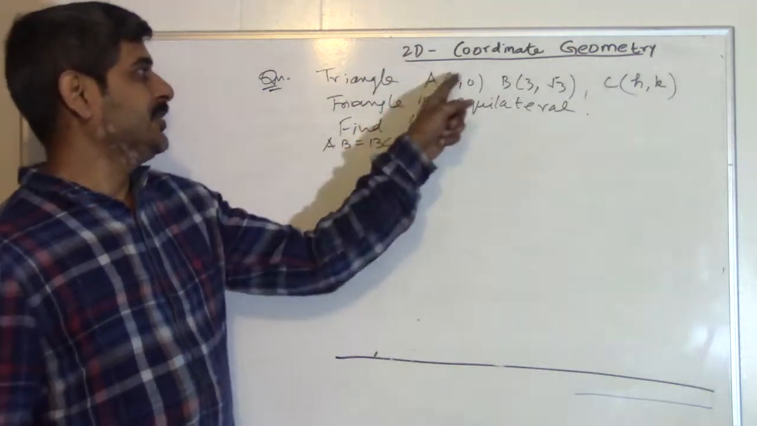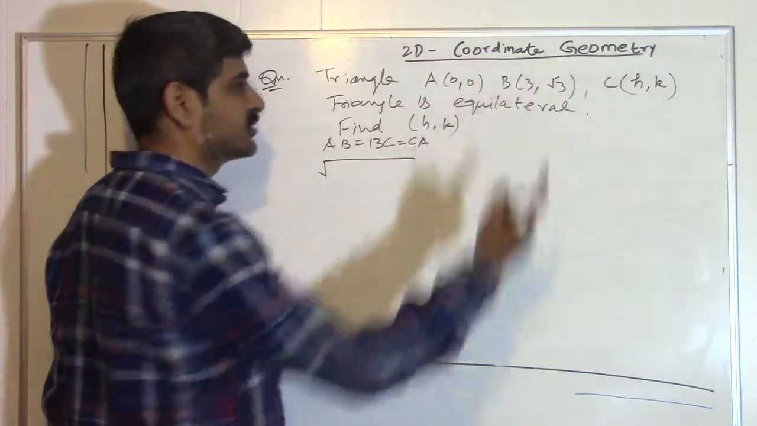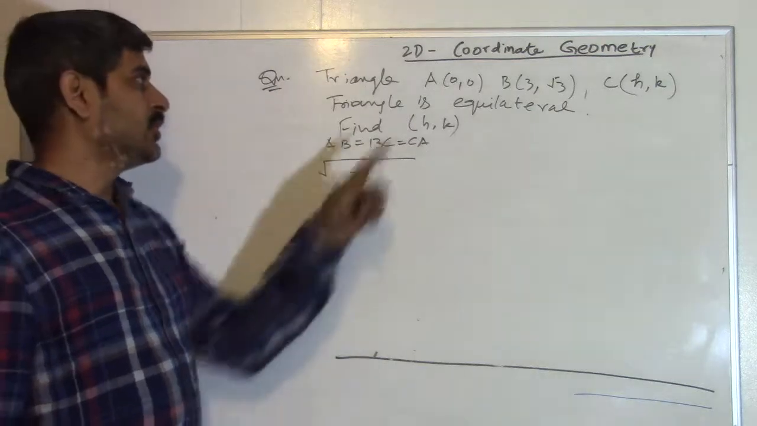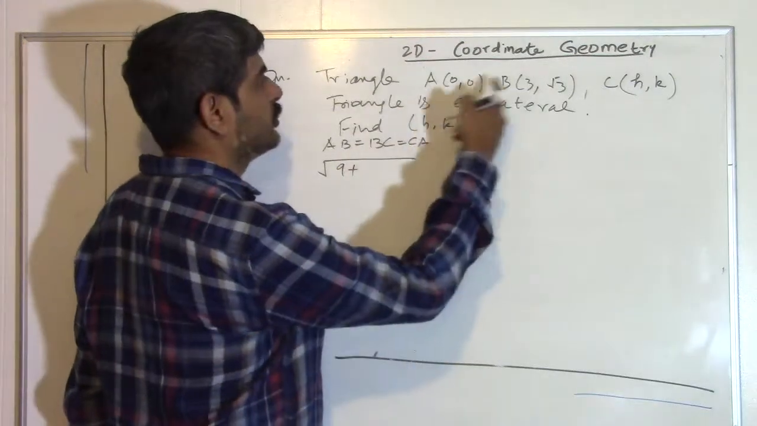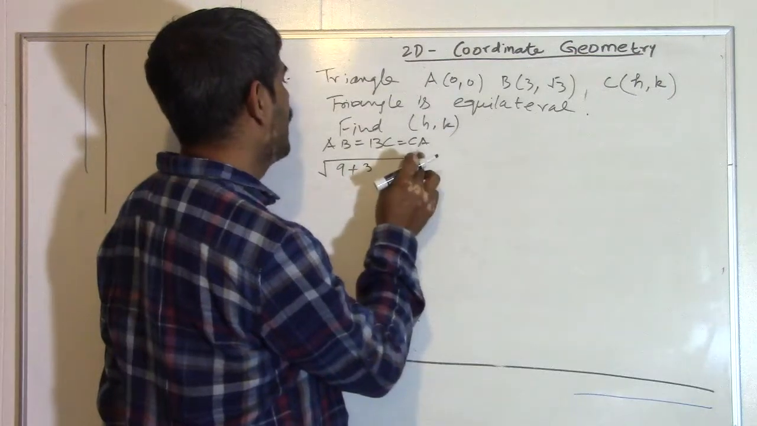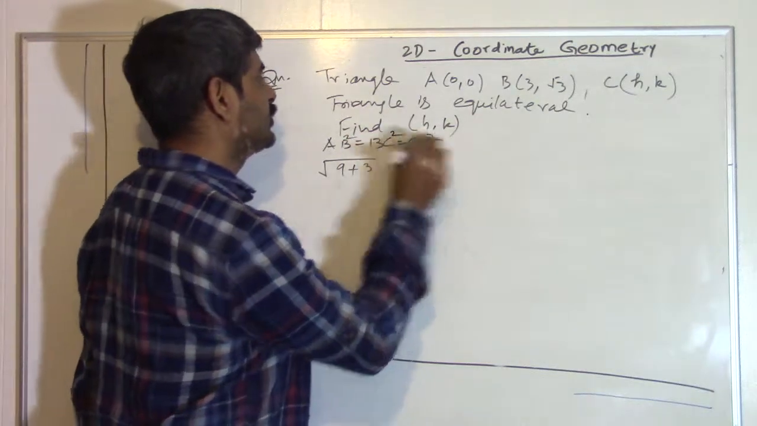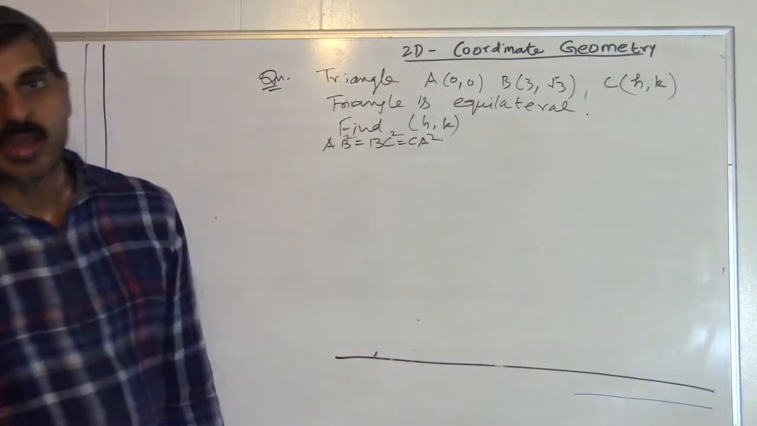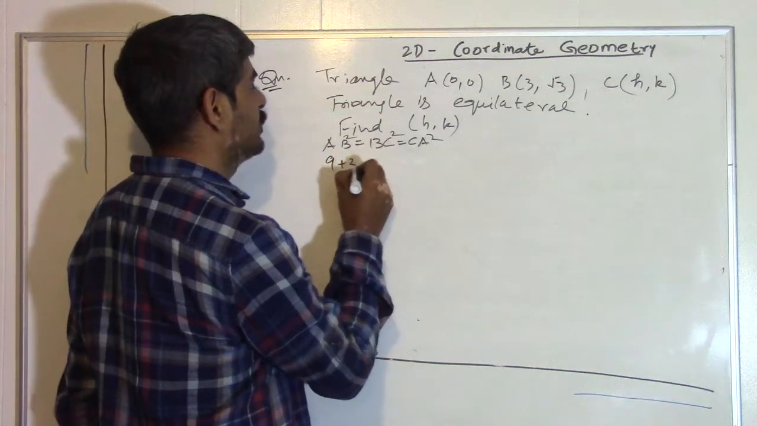And we can find AB as the square root of x1 minus x2 whole square plus y1 minus y2 whole square. 0 minus 3 whole square is 9 plus 0 minus root 3 whole square is 3. This is AB square. If these lengths are equal, then their squares will also be equal. So let's simplify it, and we will not deal with the square root. We will remove the square root. So this will be 9 plus 3.